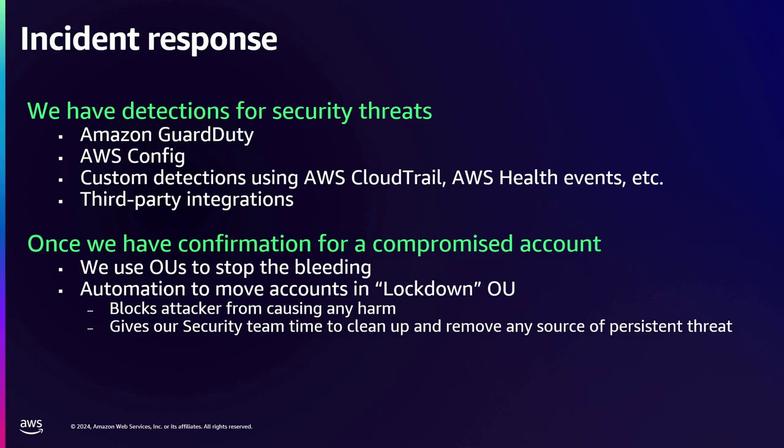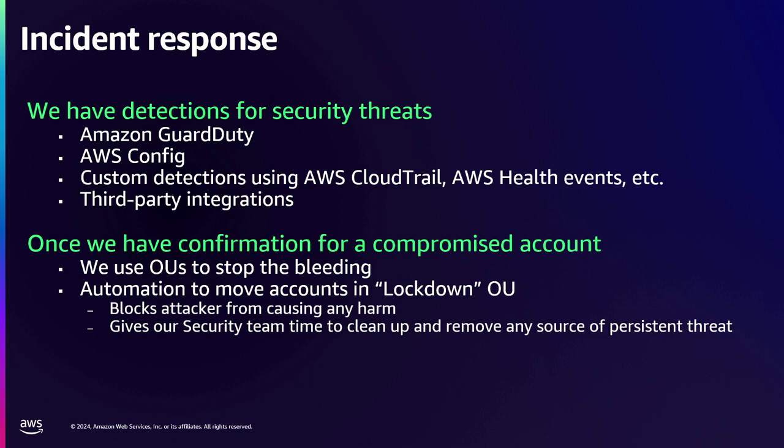How do we use SCPs for incident response? For incident response, we have built a lot of tooling using managed AWS services like GuardDuty, Config, custom detections in CloudTrail, health events, and third-party integrations using third-party tools. So a combination of these tools can tell us if malicious activity is going on in your account. GuardDuty can tell you about Bitcoin mining. Health events can tell you if an AKSK has been leaked. Things like that. Once we have a confirmed malicious actor in an account, in a resource in AWS, we take action. We have automated this part too using SCPs.